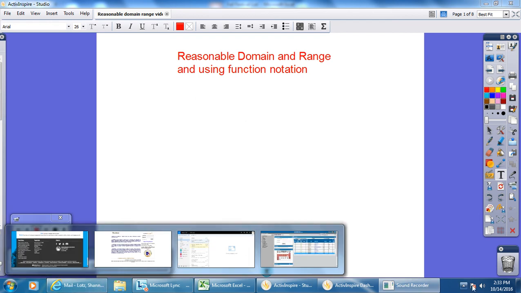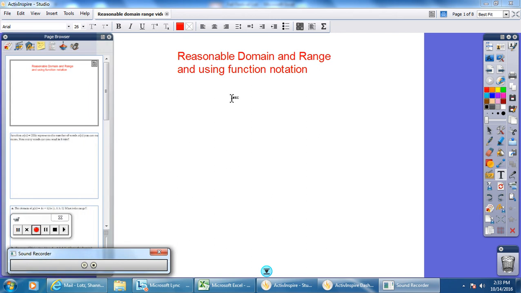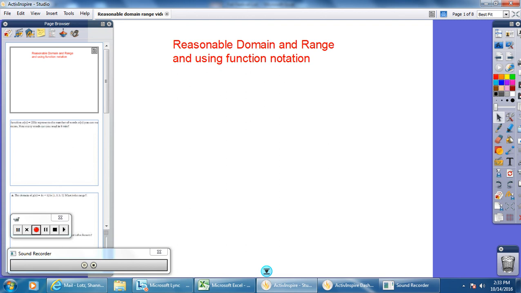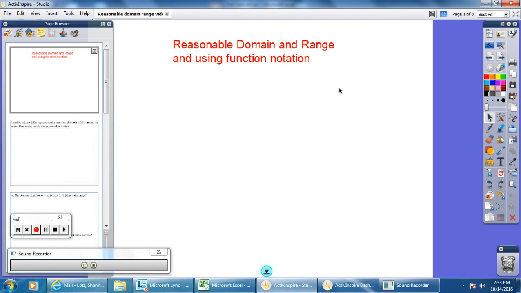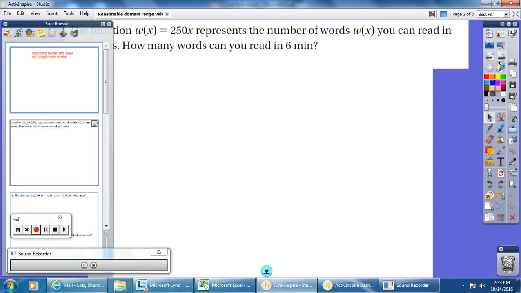Okay, so the second 9 weeks, first video, is now on reasonable domain and range and using function notation. Now, we've been going over domain and range, and you guys had that wonderful intersession video, which I hope you loved. Now we're going to be talking about what reasonable domain and range is and function notation. Well, we've already been doing some of this function notation.